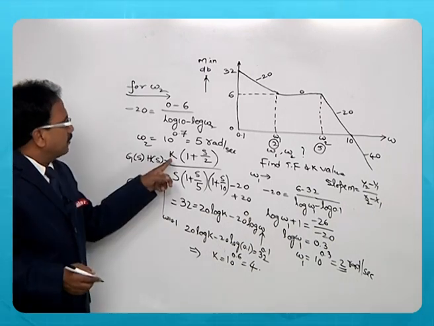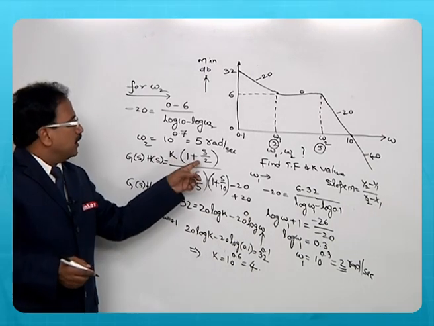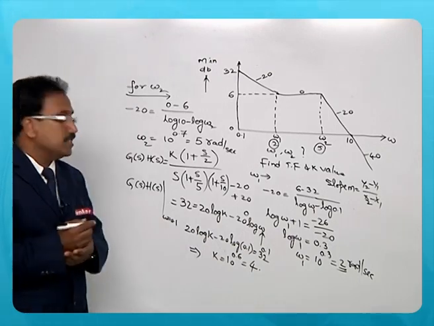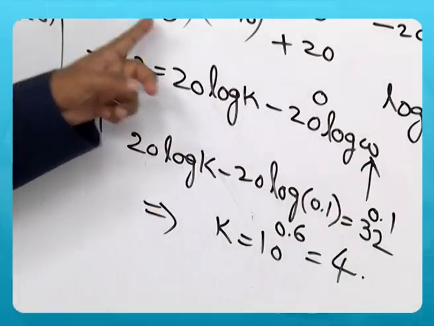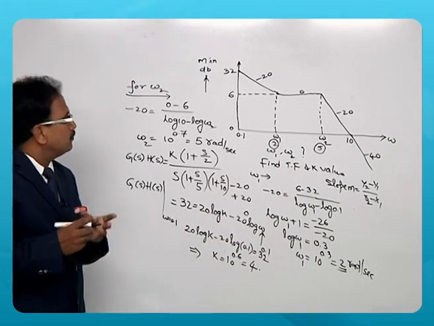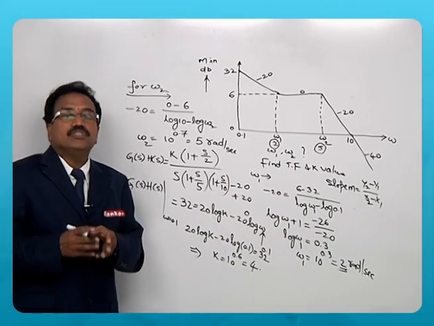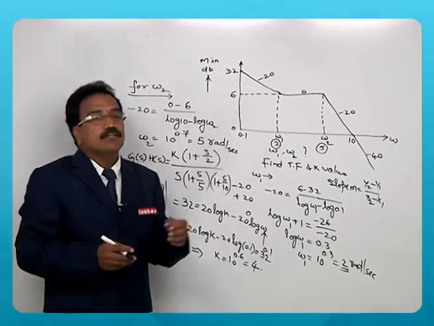So the value of k is 4, and there is 1 zero at 2 radians per second as a corner frequency, and there are 3 poles. So this will be the loop transfer function which can be obtained from the given magnitude plot.